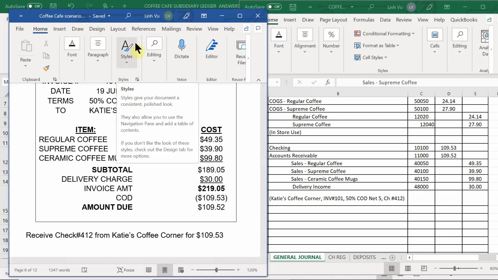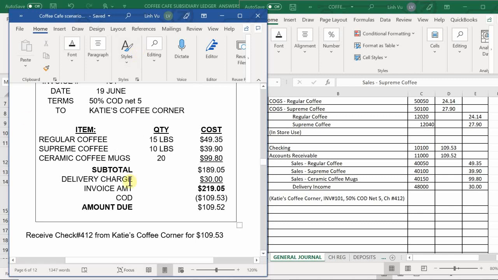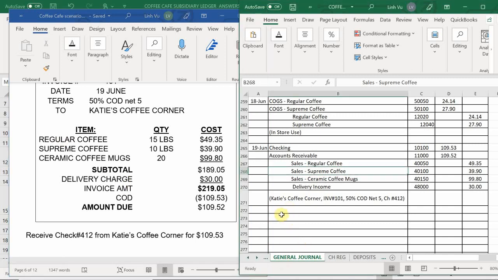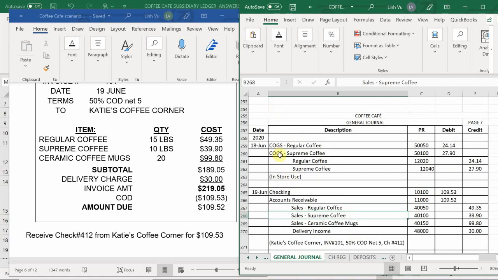The inventory. You need to do inventory because we have perpetual inventory, right? So in this case, how do I update my inventory? Cost of goods sold.